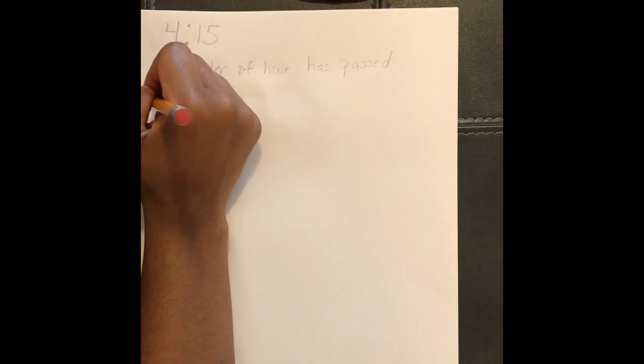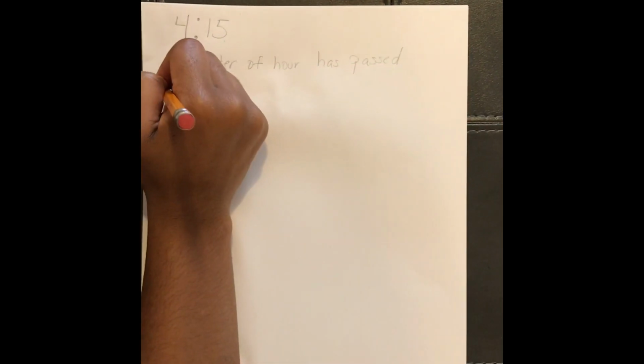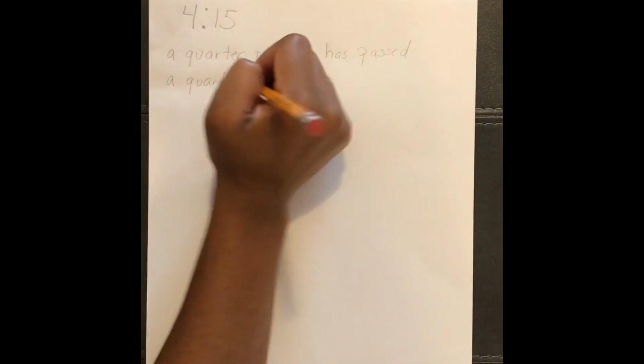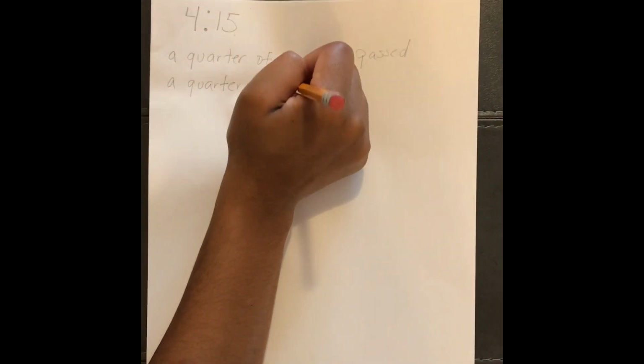We write a quarter past 4 this way. A quarter past 4. This will let the person know that the time is 4:15 because a quarter of an hour has passed, 15 minutes.